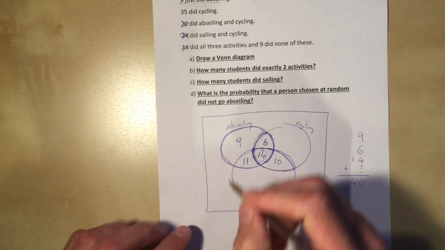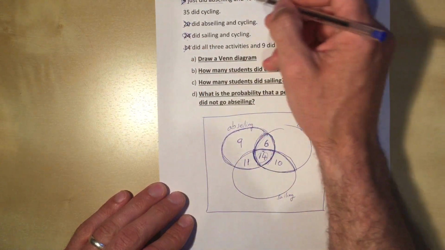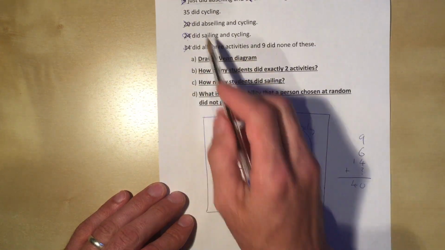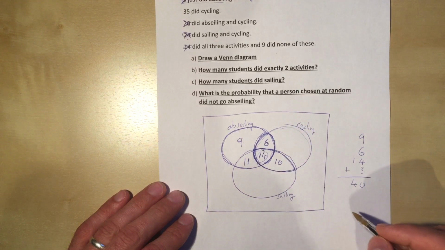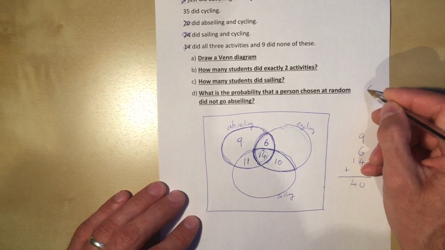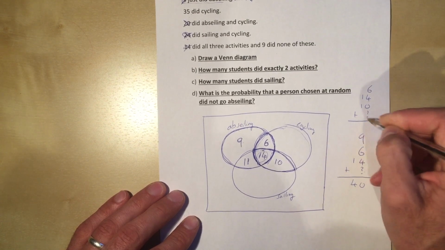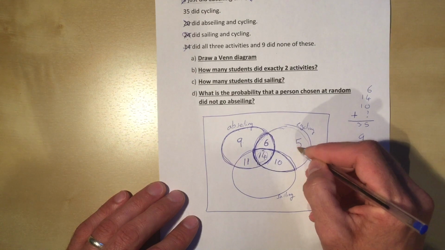Okay, so 9 did just abseiling, dealt with that one. 40 did abseiling altogether, so we just got these things left to deal with. 35 did cycling, so this cycling circle has 35 in it in total. So we're saying 6 plus 14 plus 10 plus something makes 35. So that leaves that something to be a 5.